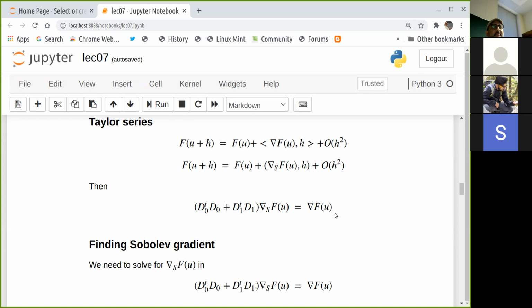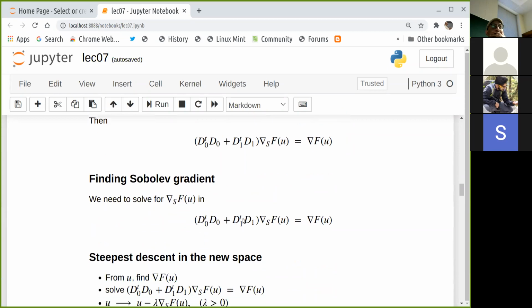Okay, so remember what this is. This is the inner product of the D0 Sobolev gradient with D0H plus the inner product of the D1 Sobolev gradient with D1H, right? So this is how we get this. Okay, so now you need to solve that equation.